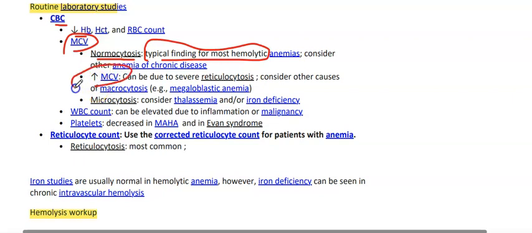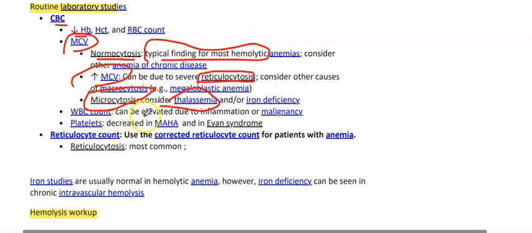If you have an increased MCV, it can be due to severe reticulocytosis, or it can also occur in hemolysis. But consider other causes of macrocytosis like megaloblastic anemia. If we find MCV less than 80, consider thalassemia as a cause of hemolysis, or sometimes iron deficiency anemia.